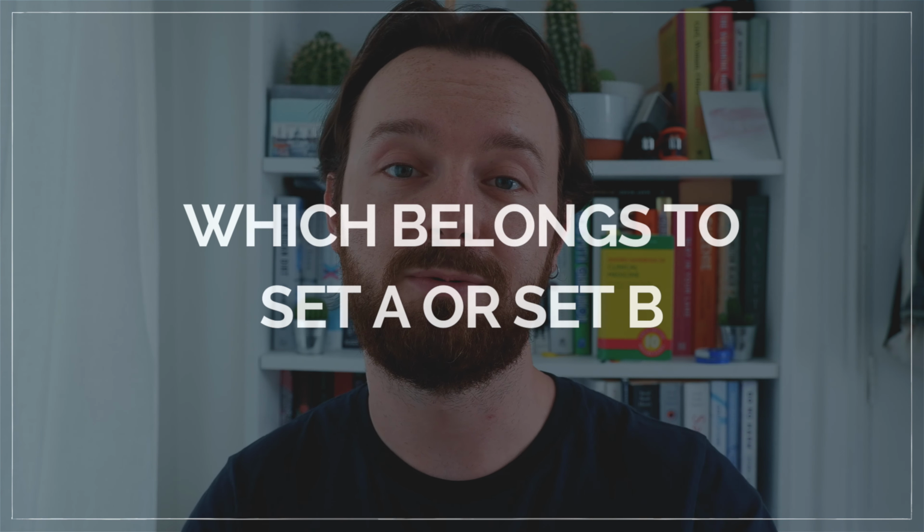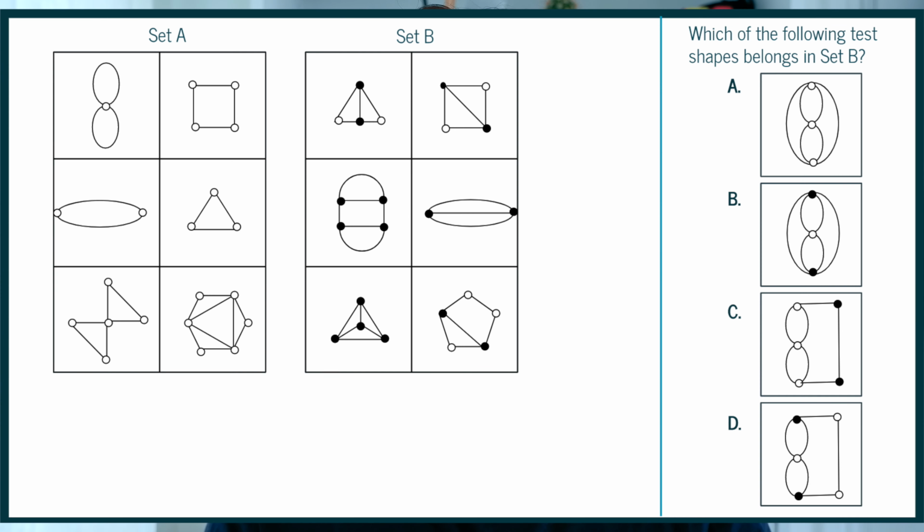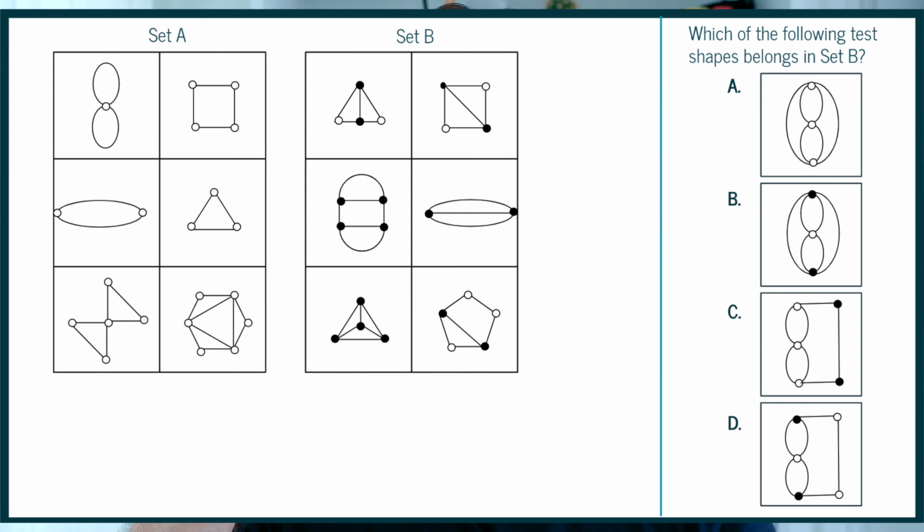The second question type you might come across is very similar to that first one. Again, you're going to have a set A and a set B, each with 6 boxes, each with a particular rule for A and B. But instead of being given one test box and being asked to say whether it's in A, B or neither, you're going to be given 4 test boxes in a single question, and you have to decide which one of those belongs to a particular set.